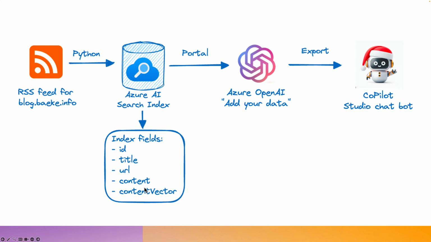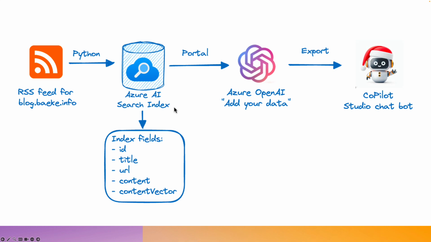And for each piece of content which is text, we're going to create a content vector as well. That content vector, to remember for now, is going to capture the meaning of the text. I will explain more about that in a moment.